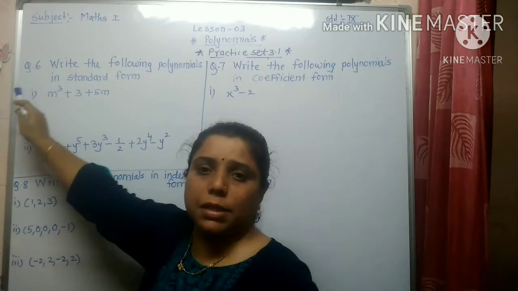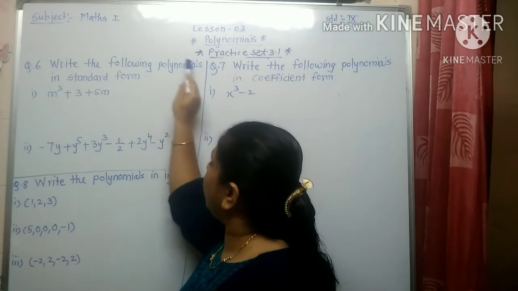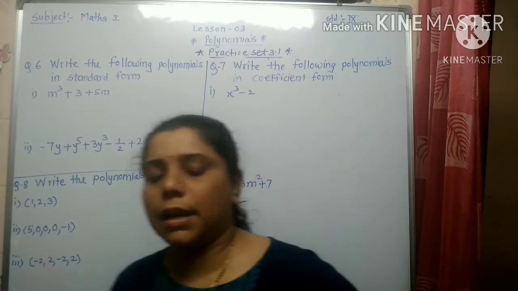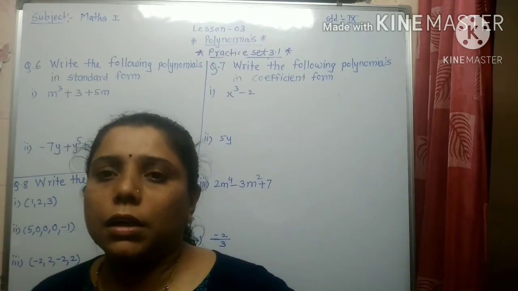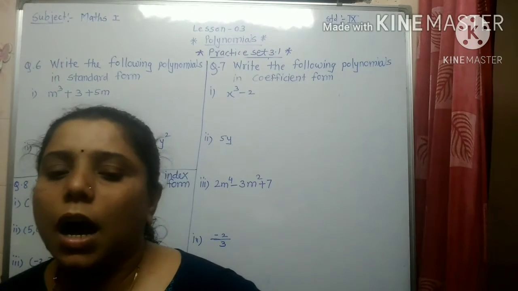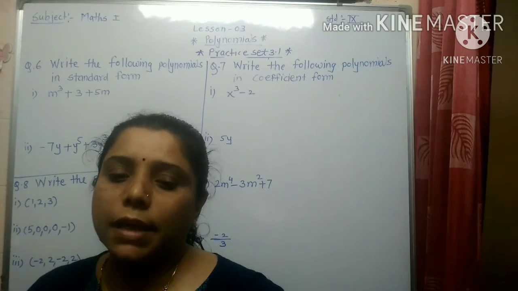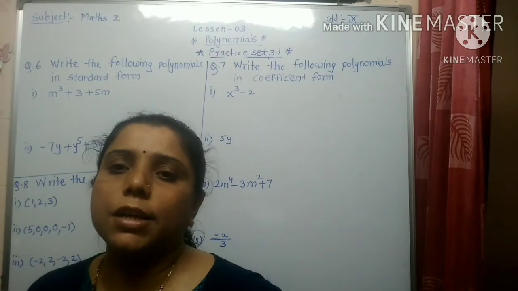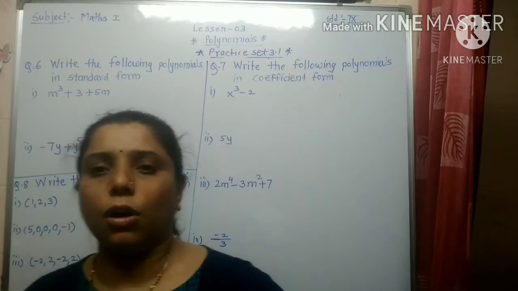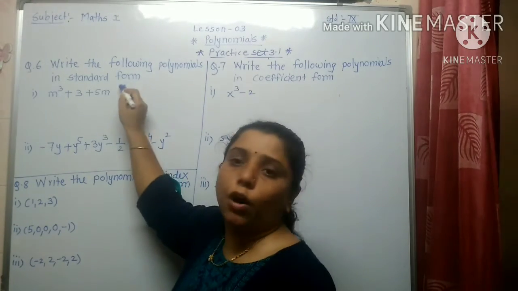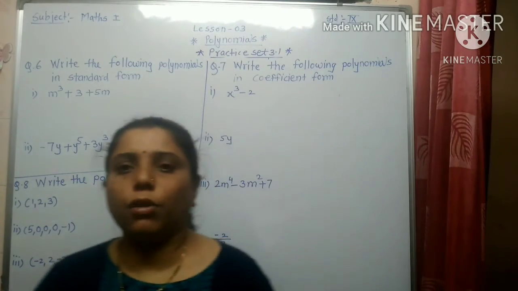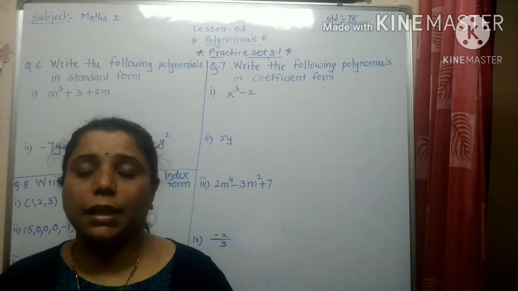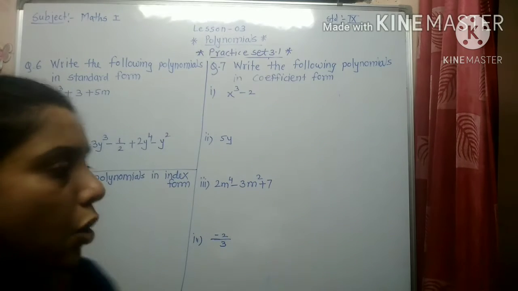Question number 6. Write the following polynomials in standard form. What is meant by standard form? If the terms of the polynomial are written in descending powers of x, then that form is called the standard form of the polynomial. Now what you have to do? You have to write down the powers of the variable x in descending order.